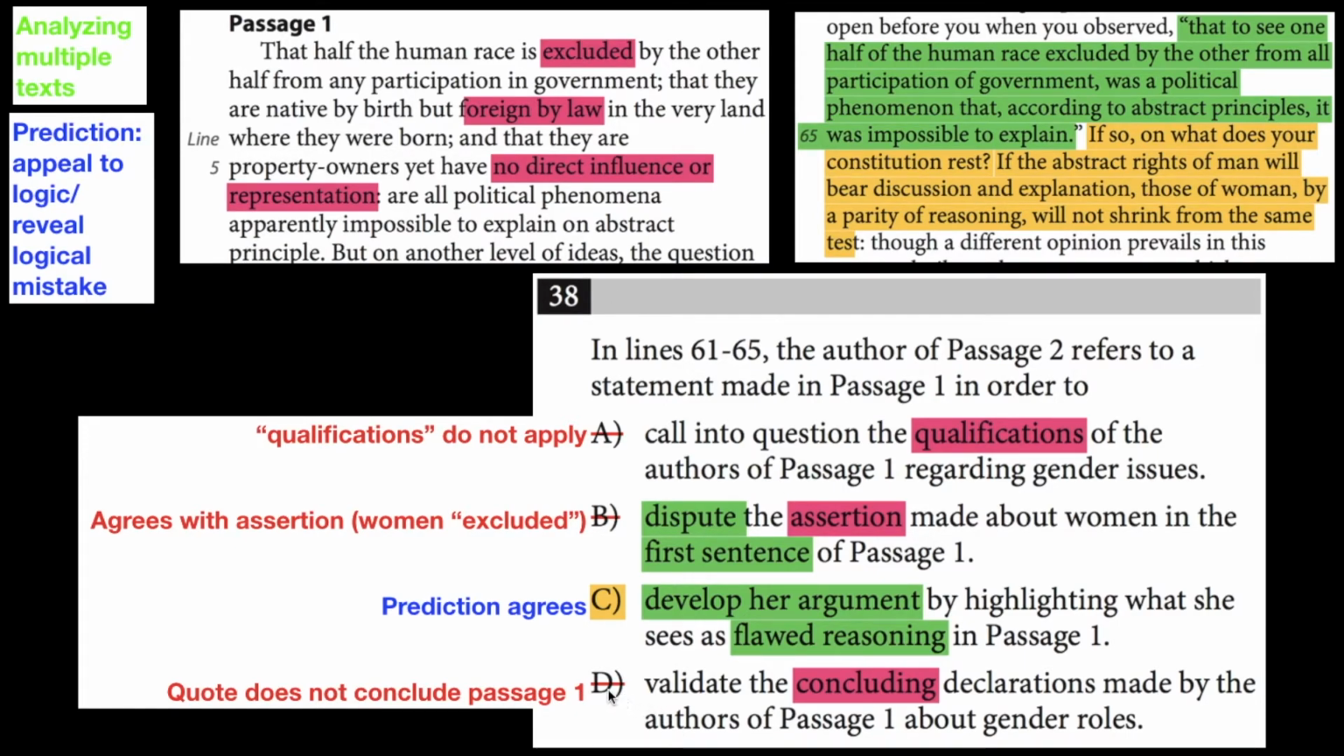And D gets eliminated because the quote doesn't conclude passage 1. It's at the beginning. It opens passage 1. So that would be the opposite location. Concluding would indicate that you would find this quote towards the end of the passage. That's why C is the answer.